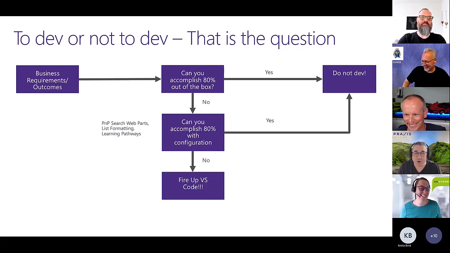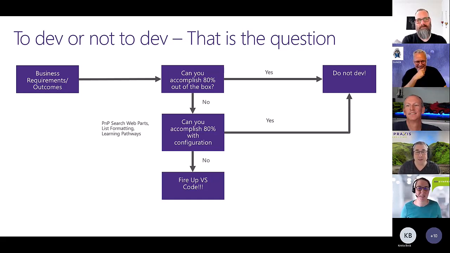And then finally, if you've tried both of those things, then that's the time to fire up Visual Studio Code or try to build a custom dev solution. And the reason for that is really that you want to make sure that you're not incurring some level of technical debt, or incurring something that you have to then maintain and update and make sure that it moves along with the rest of your solution that you don't necessarily need to.